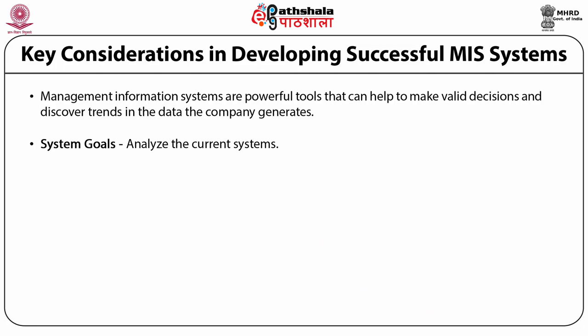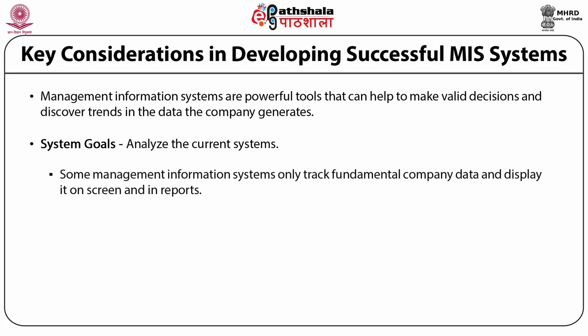Prima facie, it is essential to assess the needs of your organization to determine exactly what type of information is required to aid in the decision-making process. Some management information systems only track fundamental company data and display it on the screen and in reports. Others also have trend analysis capabilities and can run scenarios to help you with decisions.